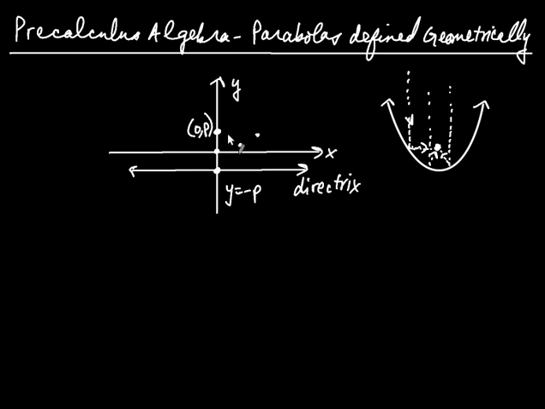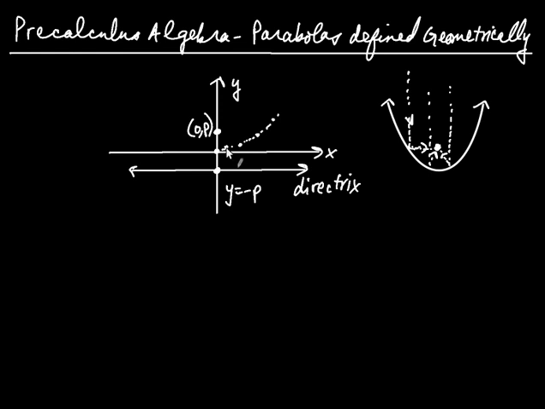Why? Because that point is as far from the focus as it is from the directrix. Another point might be like right here. So I'm drawing these points. I'm just kind of eyeballing that distance, and I want it to be the same as that distance. And if I keep doing that, all these points are as far from that focus as they are from that line, okay?